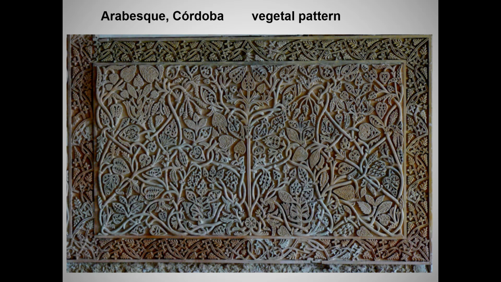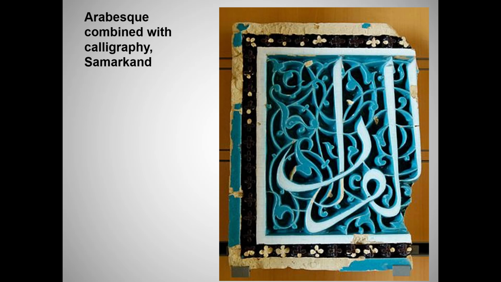Still another characteristic feature of Muslim art and architecture was the arabesque, linear patterns of scrolling and interlacing foliage tendrils or plain lines. Art historians sometimes refer to flower and plant images as vegetal designs. And here's another example of an arabesque from a mosque in the Central Asian city of Samarkand. Arabesques were commonly intermixed with calligraphy, as you see here.